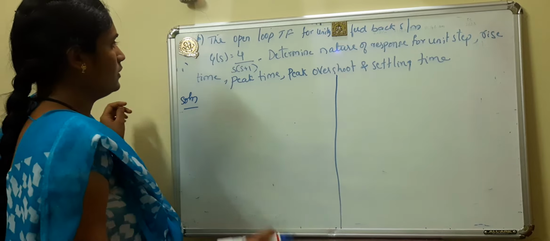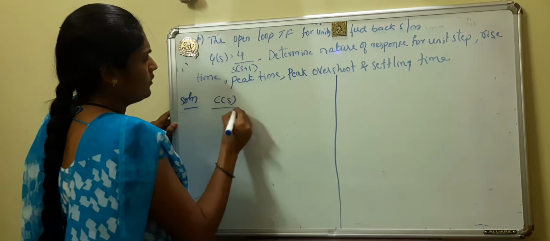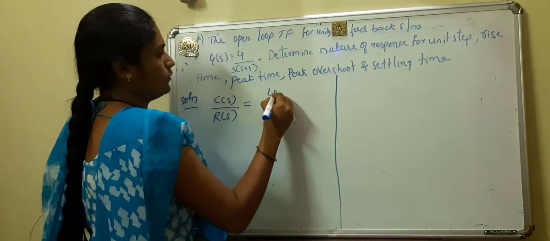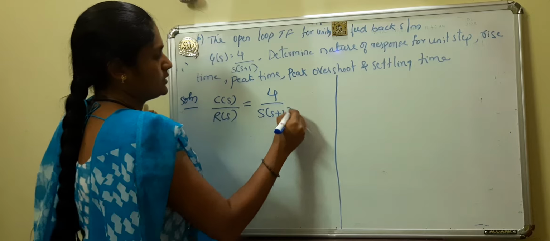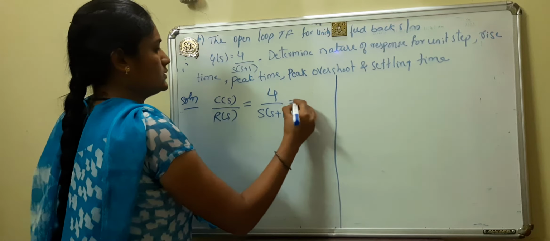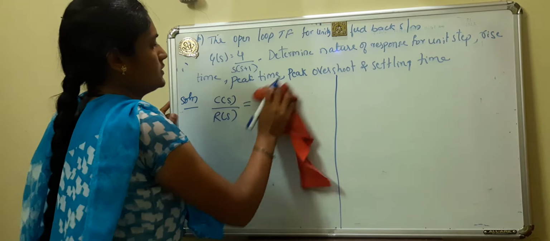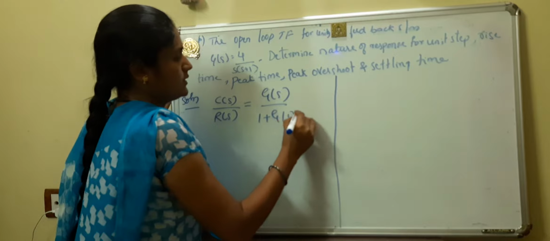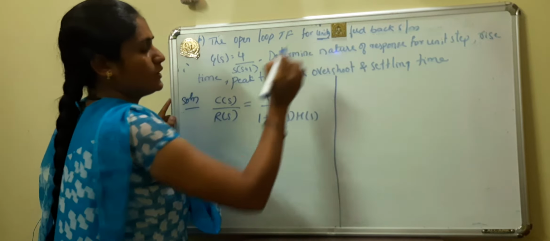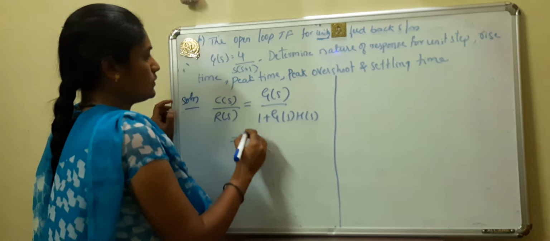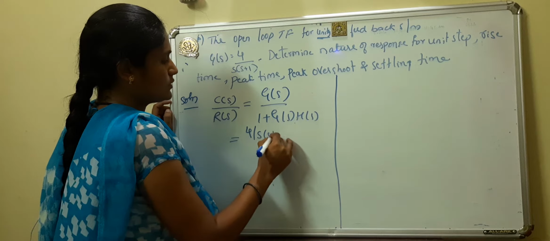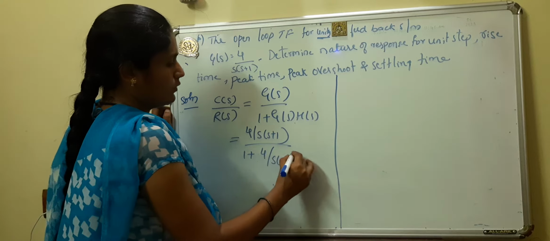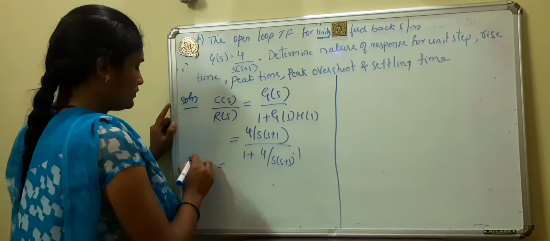First, for all the things we have to see C(s) by R(s). What is that? C(s) by R(s) is G(s) divided by 1 plus G(s) H(s). Here it is mentioned as unity feedback, which means H(s) becomes 1. So what is G(s)? 4 divided by s into (s + 1), divided by 1 plus 4 divided by s into (s + 1) into 1. Okay, simplify this one.